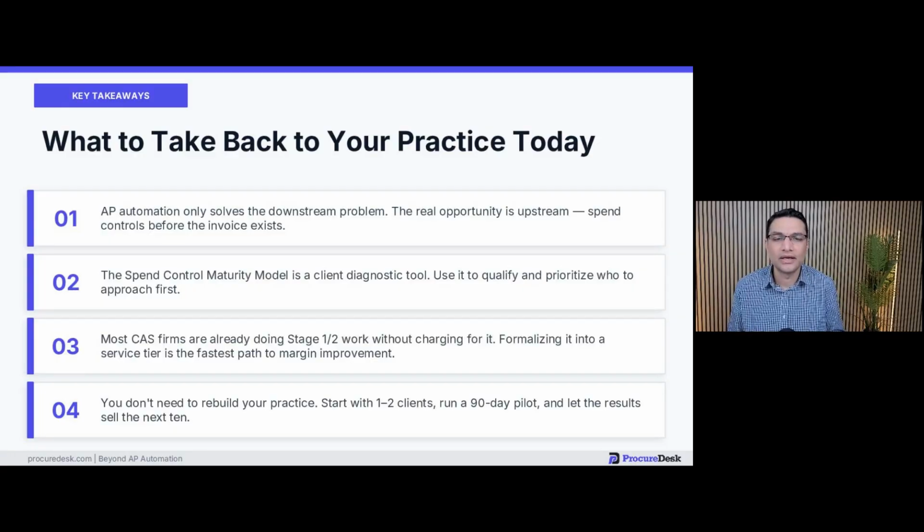Number three is that most firms are probably doing stage 1 or 2 work without charging for it. It's not that it's just magically getting processed. You're spending time chasing your stakeholders and so on, which you can make more efficient. And you don't need to rebuild the practice. To test the waters, take one or two clients and roll it out over a period of time.